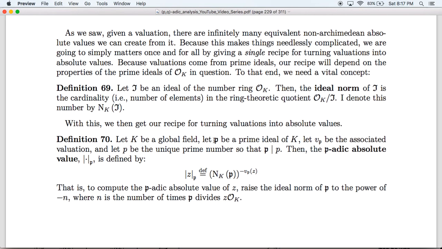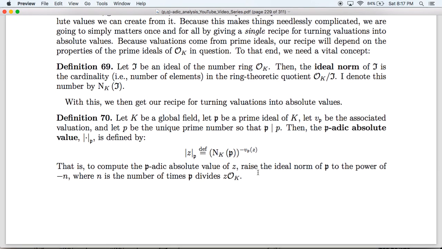Let K be a global field. Let P be a necessarily non-zero prime ideal of K, and let Vp be the associated valuation. And then let p be the unique prime number such that our ideal P lies over the prime number p. Then we're going to define the p-adic absolute value of z as the norm of the ideal P to the power of negative Vp of z. That is, to compute the p-adic absolute value of z, in theory, we will raise the ideal norm of P to the power of negative n, where n is the number of times P divides the potentially fractional ideal zOK.